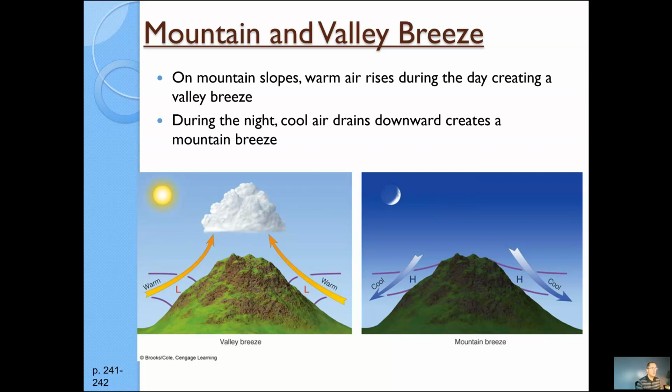And so what happens with mountain and valley breezes is we refer to the breeze just like we did with the land sea breezes, where it is originating from. So a valley breeze originates from the valleys, moving up the mountain, and a mountain breeze originates from the top of the mountain and moves down the mountain. The valley breeze occurs during the day.